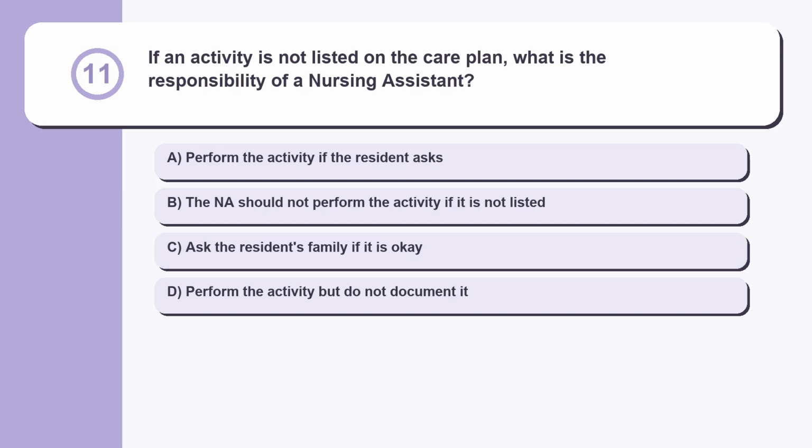Question 11. If an activity is not listed on the care plan, what is the responsibility of a nursing assistant? Perform the activity if the resident asks. The NA should not perform the activity if it is not listed. Ask the resident's family if it is okay. Perform the activity but do not document it.